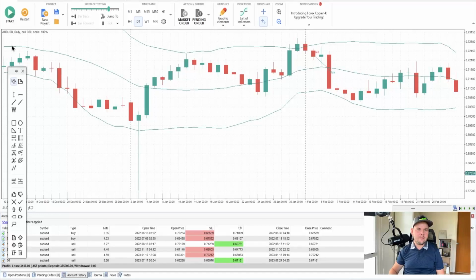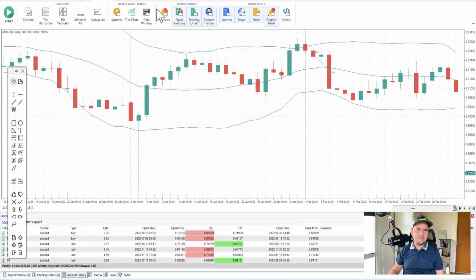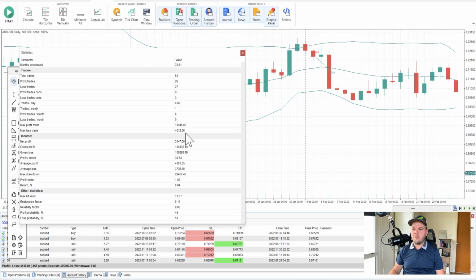Well, I've got this backtest I've done before, which is the simplest way I've showed you for my strategy. And if you want to have a look at the stats, you just go here and you tap on the Windows tab and then statistics. This will pull up over here. So we see all the statistics of a strategy I've tested in the past, which took a decent 53 trades in this backtest. Now the win rate is about 50-50.